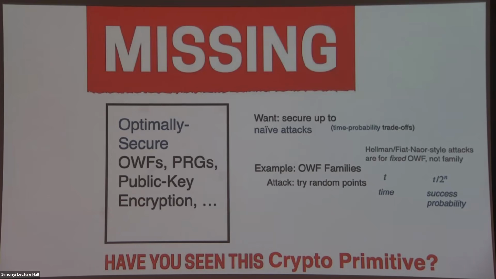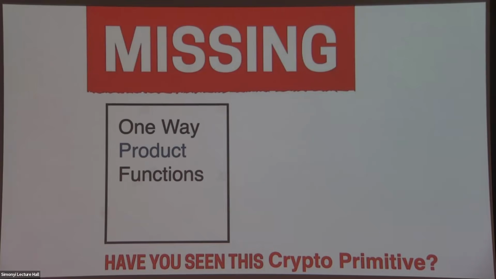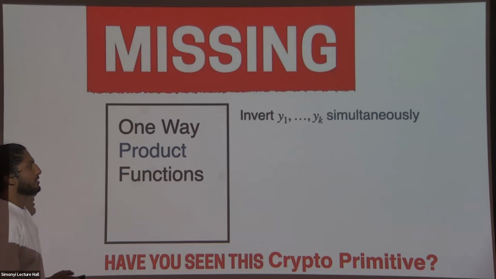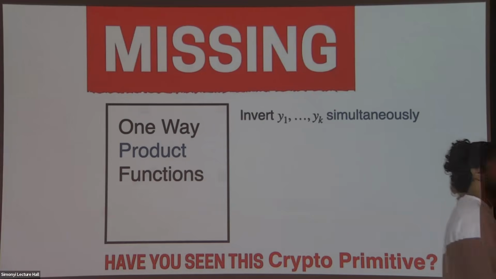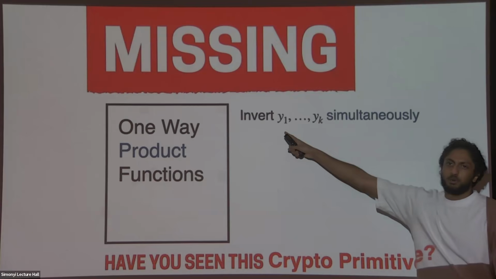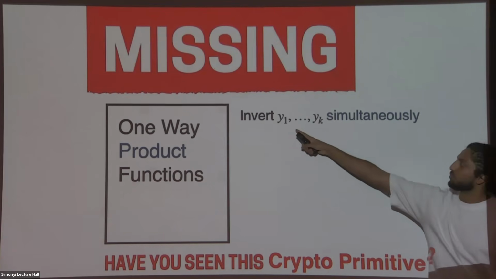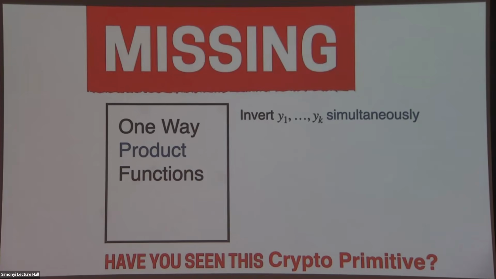We don't know how to construct schemes with optimal security. Another thing that's missing is one-way product functions. This is something else about the hardness of one-way functions. Let's say I have a one-way function f, and I want to argue about how hard it is to break the one-way function on multiple different inputs. So let's say there's y1 up to yk, and I want to break all of them simultaneously.